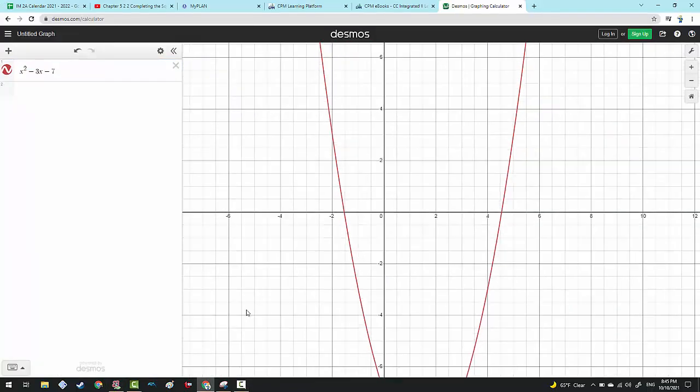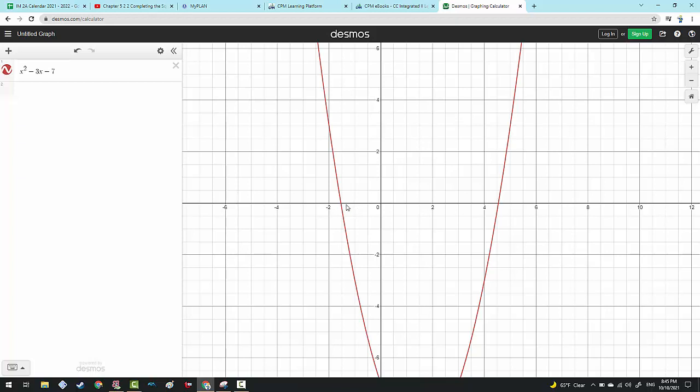And here is the graph of x squared minus 3x minus 7. And let's go and find out those x-intercepts. Remember, every equation we solve has a graphical interpretation. So what we were doing in the context of a graph was finding the x-intercepts.